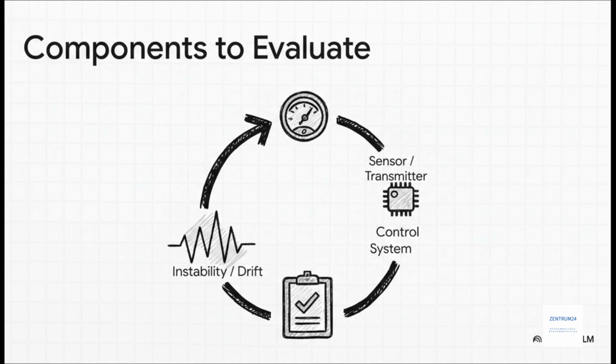So when we talk about those components, what do we actually mean? Well, we're talking about the physical hardware in our loop. We need to go find the uncertainty specs for the sensor, for the controller or transmitter, for the control system's input card, and even for the calibration equipment we're using. And hey, if the system is known to drift over time, we might even add a factor for instability.